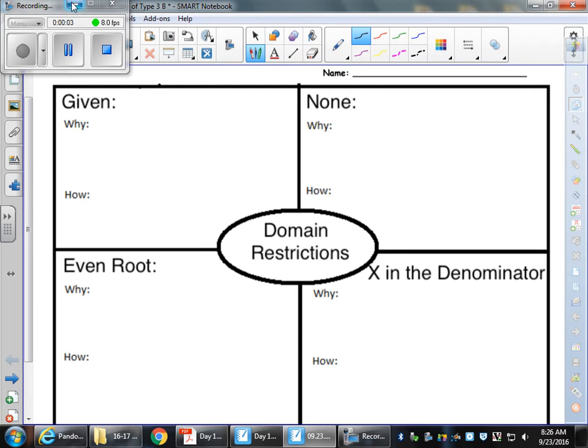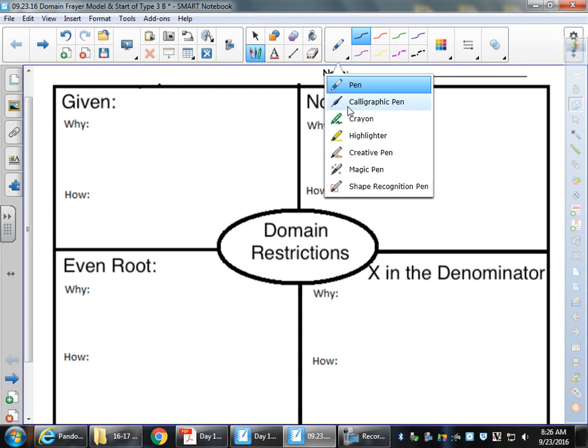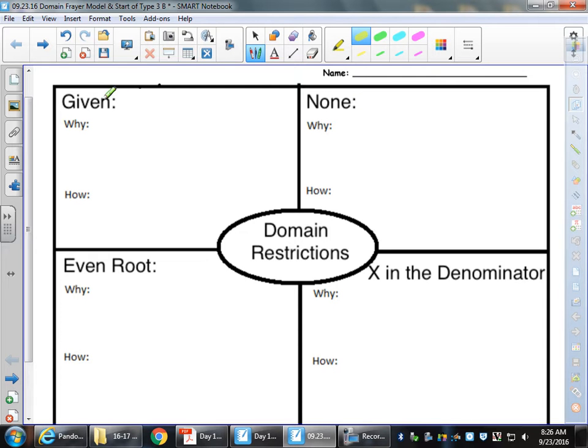Let's start off by highlighting the 4 titles here. Our 4 titles are given, none, even root, and x in the denominator. Any struggles in the last 2 days, today can be a brand new day if we take good notes on this map.